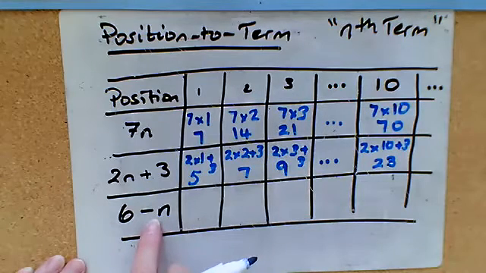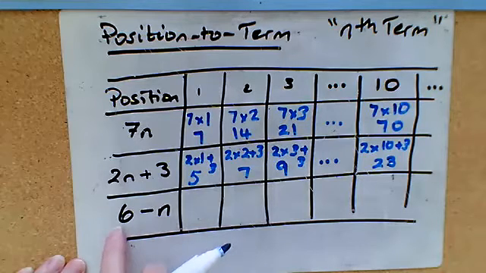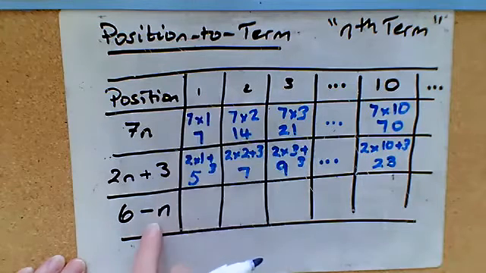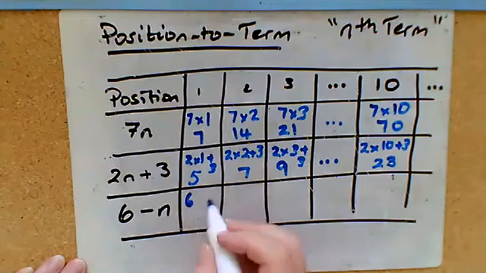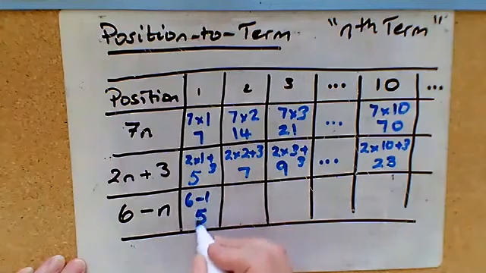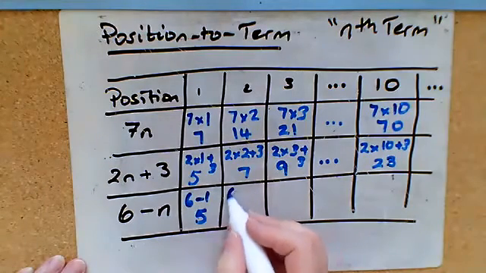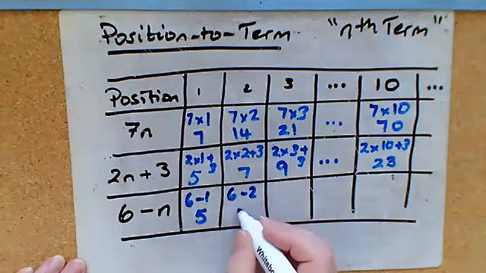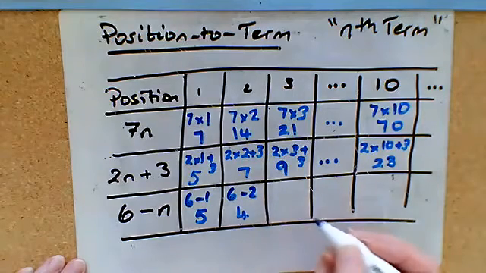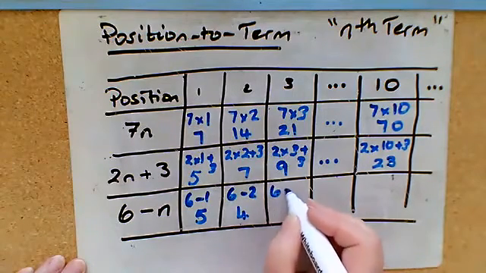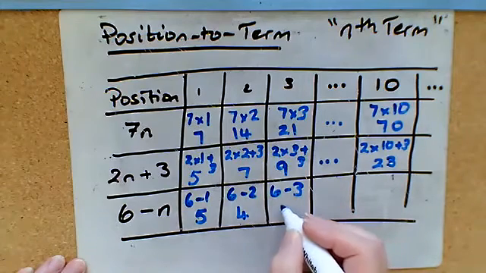Okay, so where we've got a negative n term, this means we're going to subtract the position away from 6 to give us the number of that position in the sequence. So same principle though, 6 minus 1 gives us a first term of 5. 6 minus 2 gives us a second term of 4. 6 take away 3 gives us our next term of 3.